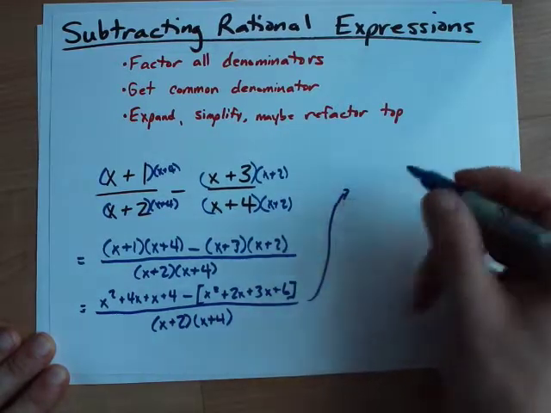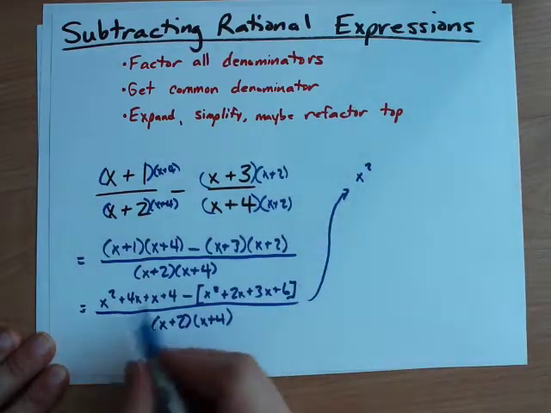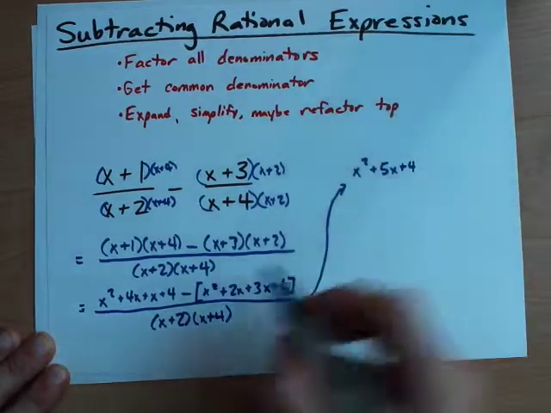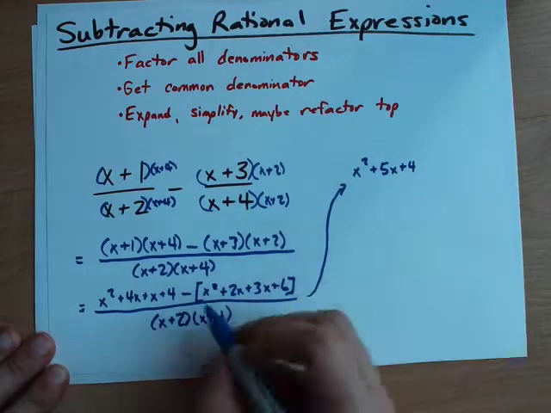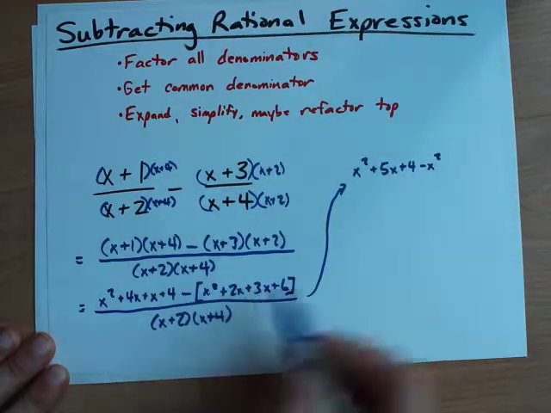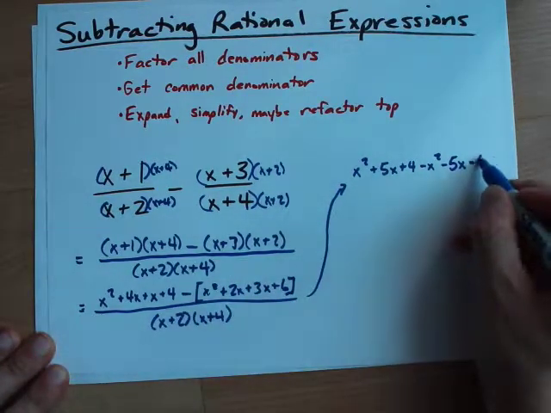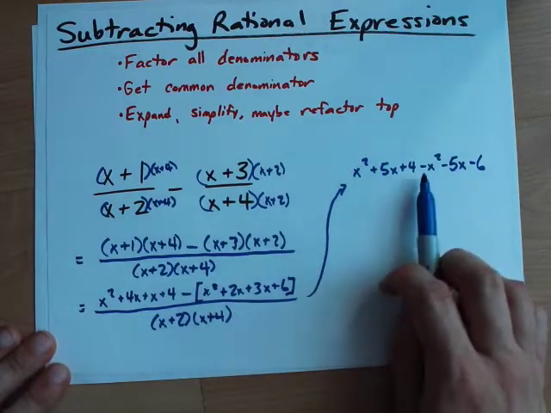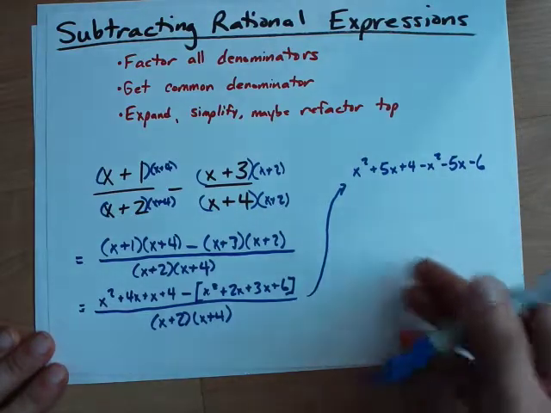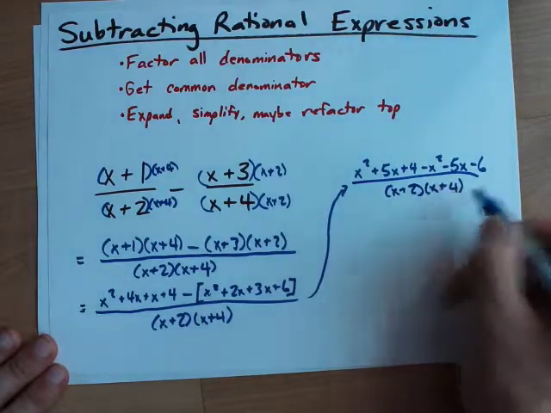Now, when I distribute the negative to this, well, the first 4 terms don't change. In fact, I'm going to collect these and make that x squared plus 5x plus 4. And I'm going to subtract everything that's in brackets here. That's minus x squared, minus 2x, and minus 3x, which gives me minus 5x. And I'm going to minus 6. Now take a look at what's happened. Everything that was after the minus sign had its sign flipped because we were subtracting it. The same bottom of x plus 2 and x plus 4 continues.